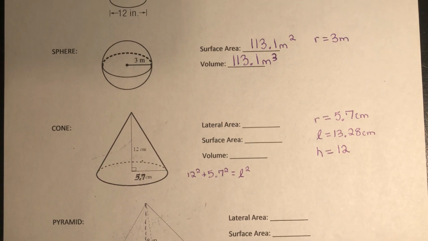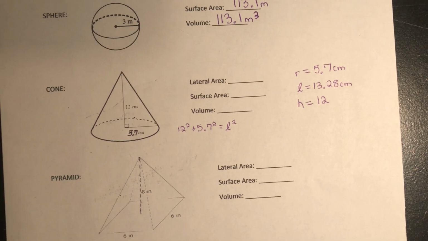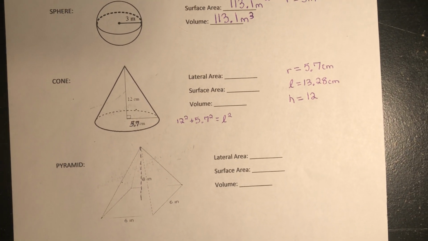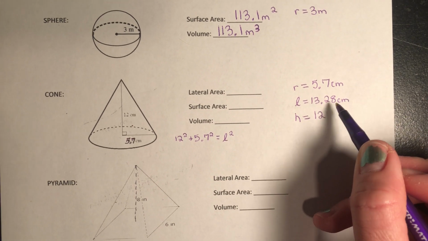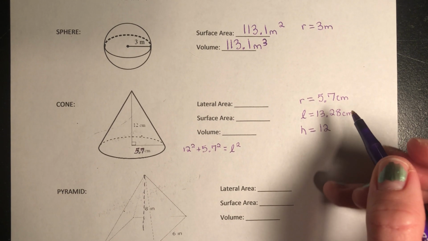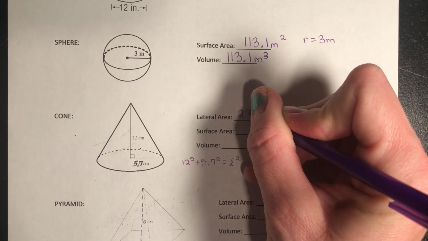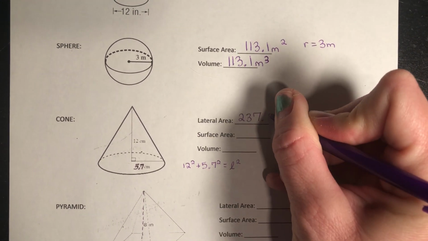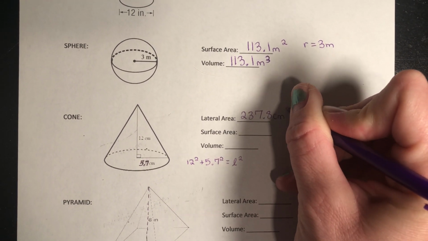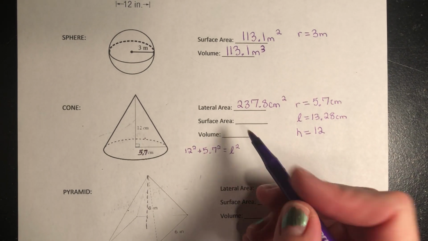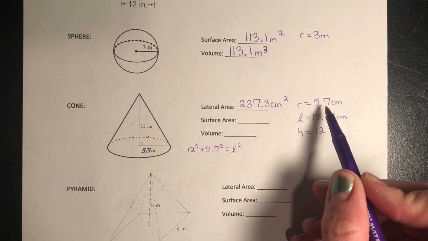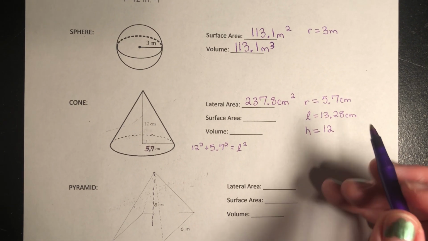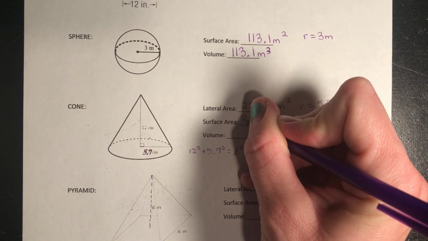All right, so now lateral area for a cone, we are going to do pi times radius, so 5.7, times slant height, 13.28. And that is going to get us to 237.8 centimeters squared. We're going to add lateral area plus the area of the base, which is pi times 5.7 squared.